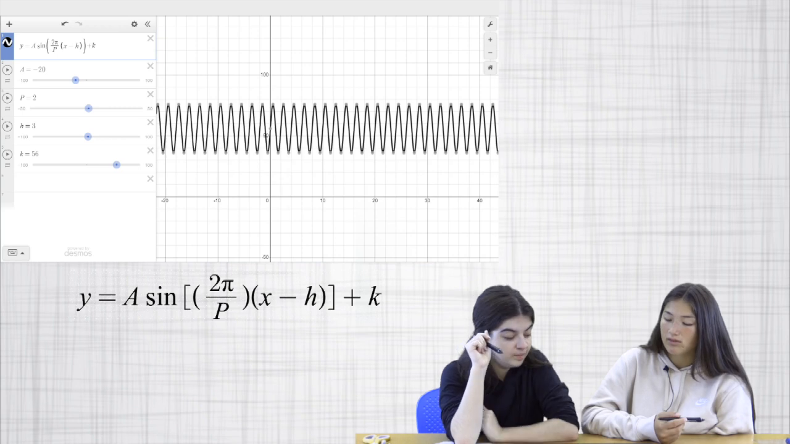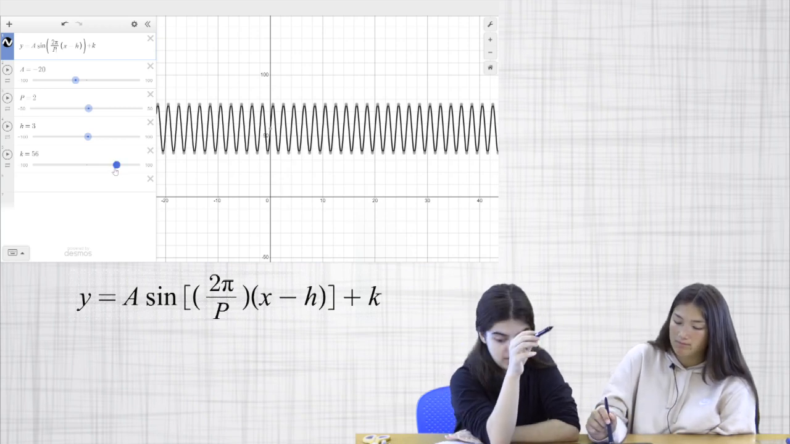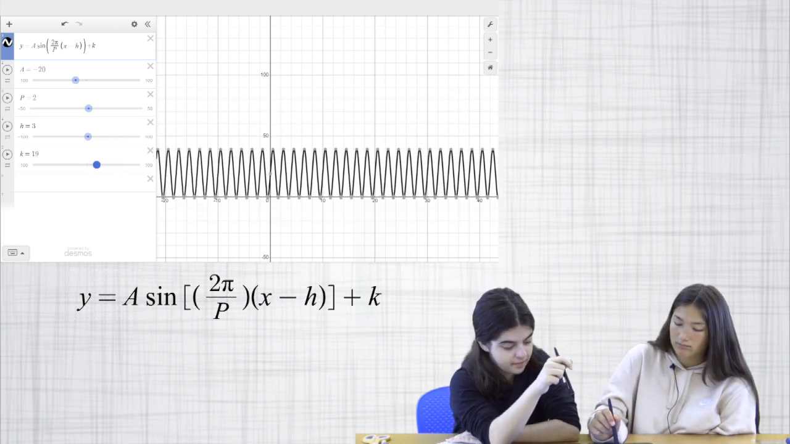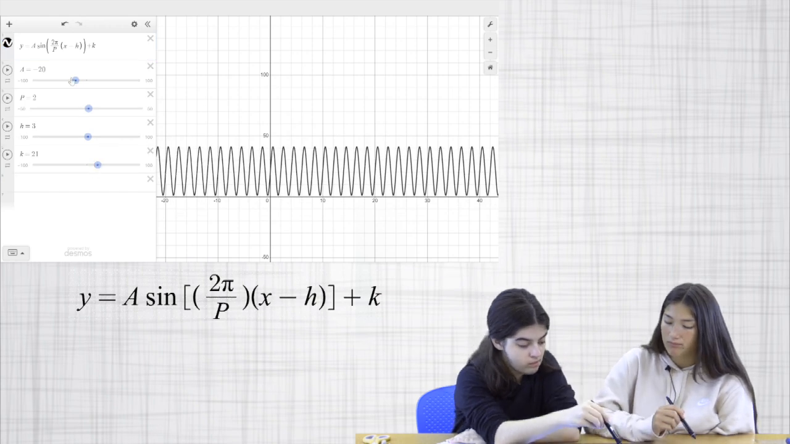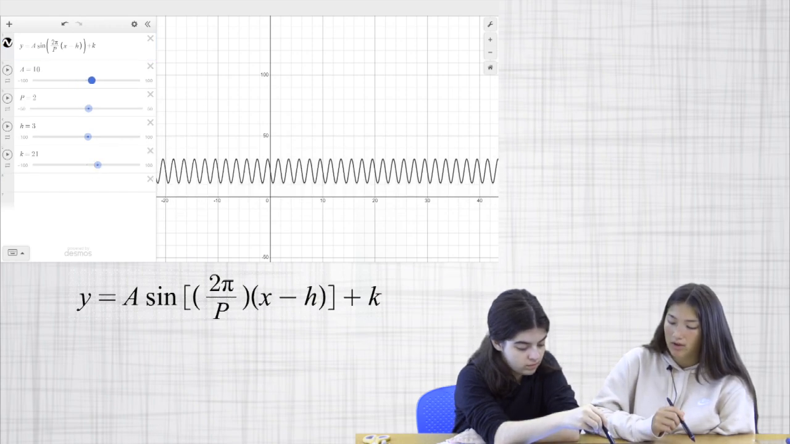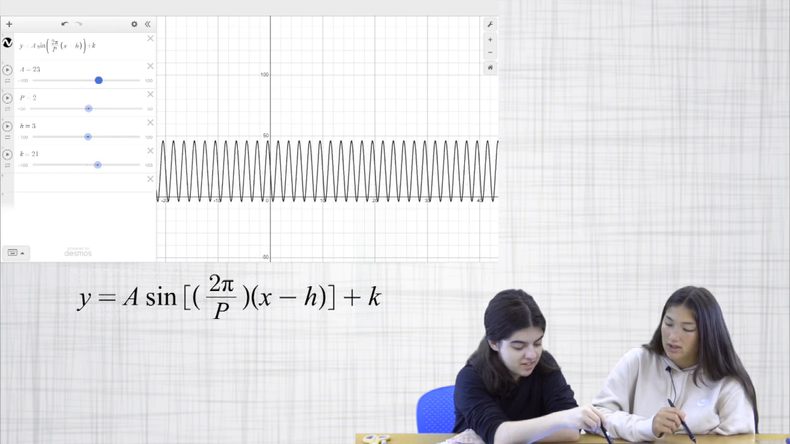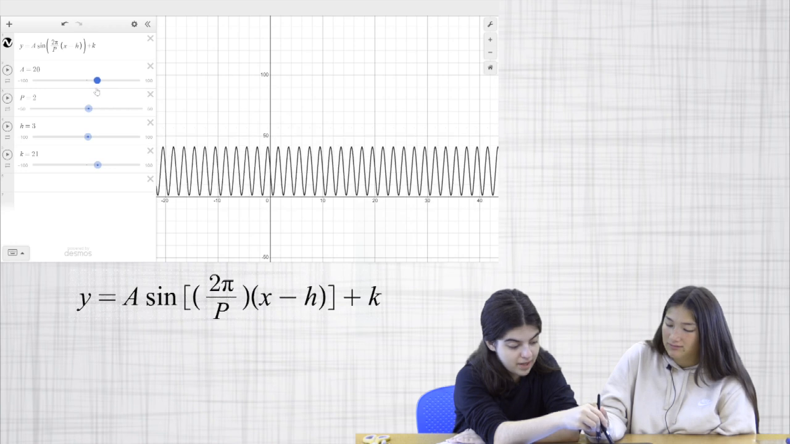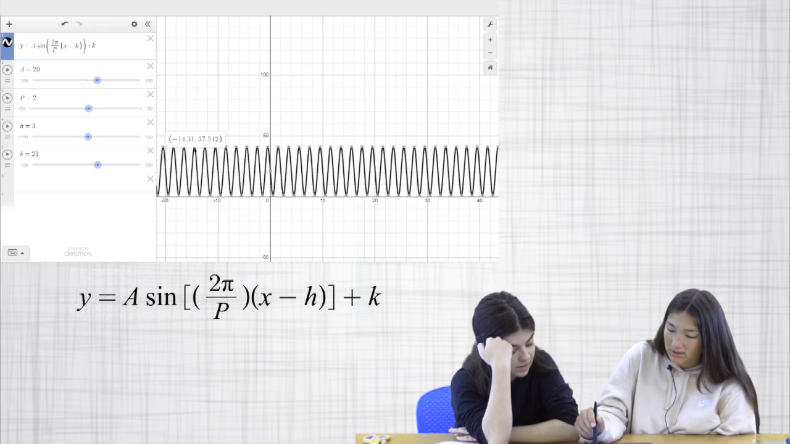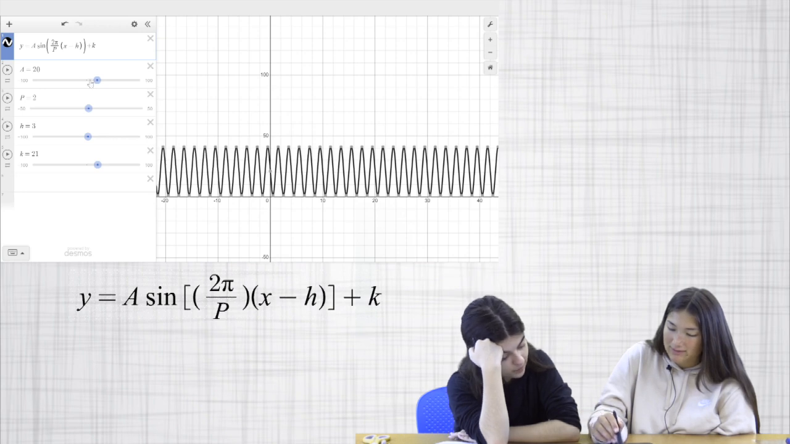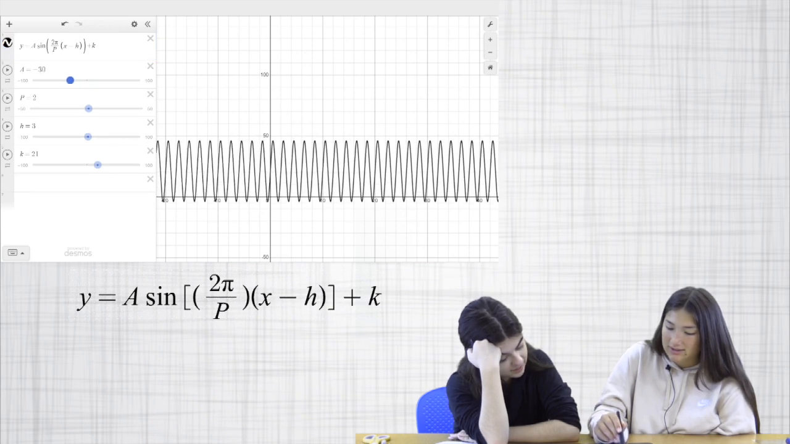Okay, so K moves it up and down. And A. What does A do? Oh, A makes it smaller and bigger. Yeah, because that's the radius. It's like how big the radius is, from here to the center. Yeah, that's what A is. So if you make it smaller, then the radius is, wait.